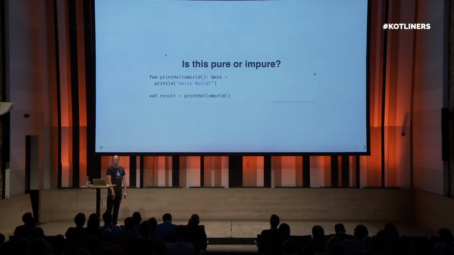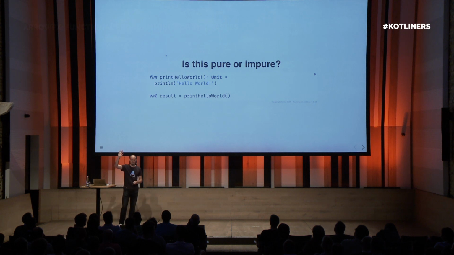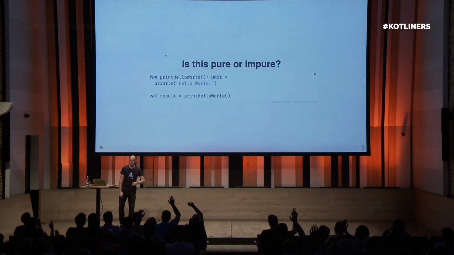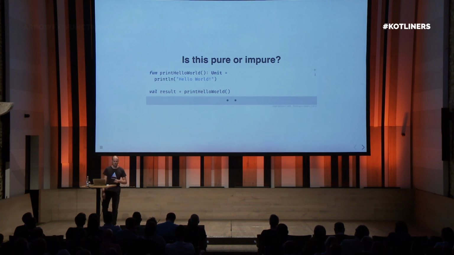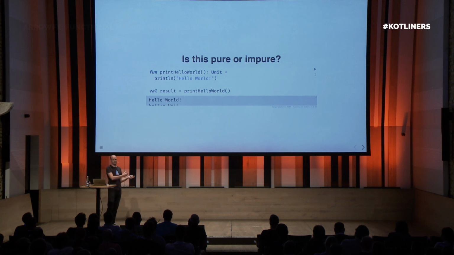Cool. So this is a function where we are just printing something to console. Who thinks this is pure? Please raise your hands. Okay, not many people. Who thinks this is impure? Okay, most of you. Yeah, I think this is probably the most clear case, because we are calling the side effect right away. If I run this code snippet, you can see that it prints hello world to console. So it's a side effect, okay?